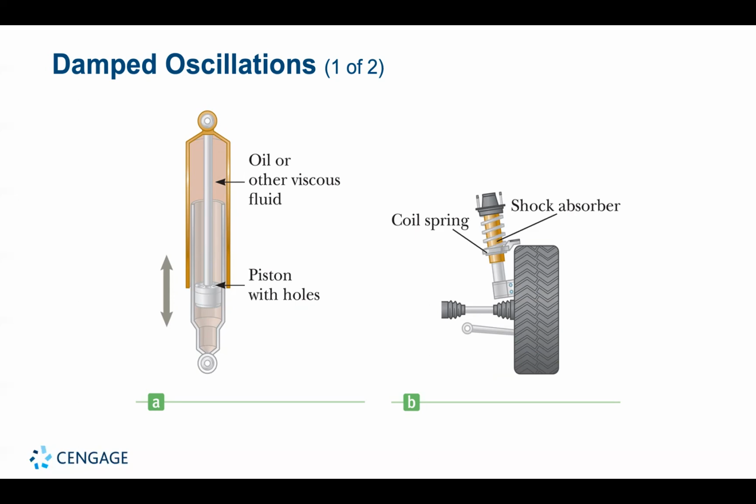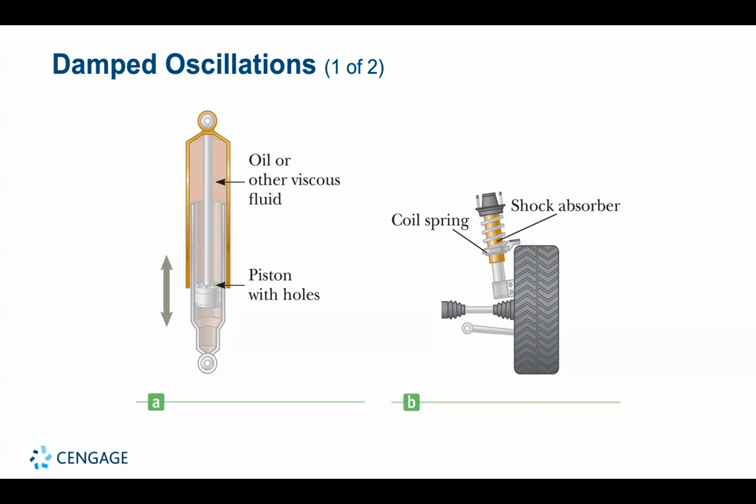In any real mechanical system, forces of friction retard motion. So the system doesn't oscillate indefinitely as in our idealized examples up to this point. The friction reduces the mechanical energy of the system as time passes, and the motion is said to be damped.